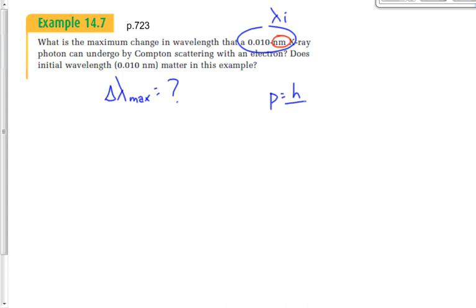Mark says p is equal to h over lambda. Is that a valid equation here? Absolutely it is. So we're going to say maybe p i is equal to h over lambda i, because you have the initial wavelength. We could solve for the initial momentum of the photon, right? Not sure that's going to help me, but it's not wrong. That is the initial wavelength of the photon. Good. It's just, in this case, I don't think it's going to be helpful to me. Anybody else?